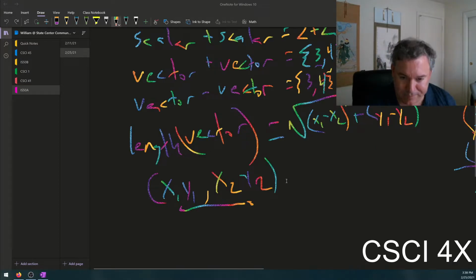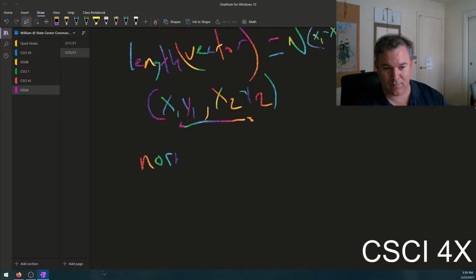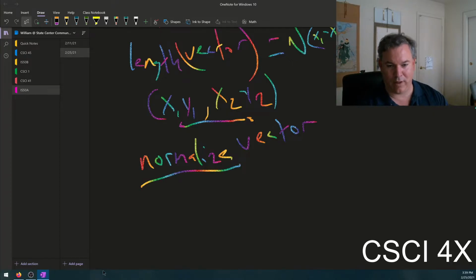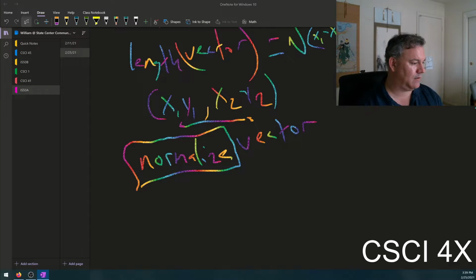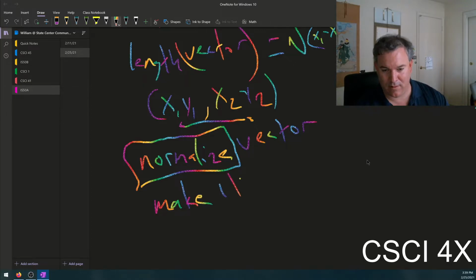Okay, so that's the length of the vector. Now let's talk about normalizing a vector. Again, this word normalize sounds super technical and complicated, right? Conceptually, it's very easy. To normalize a vector means to make it length 1.